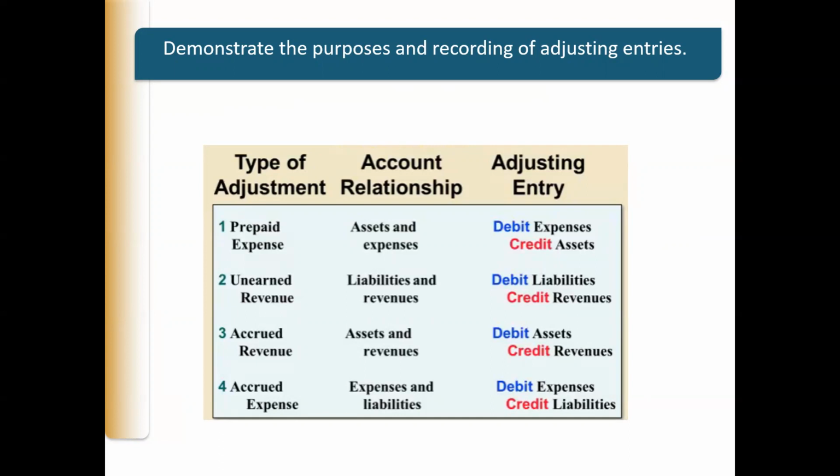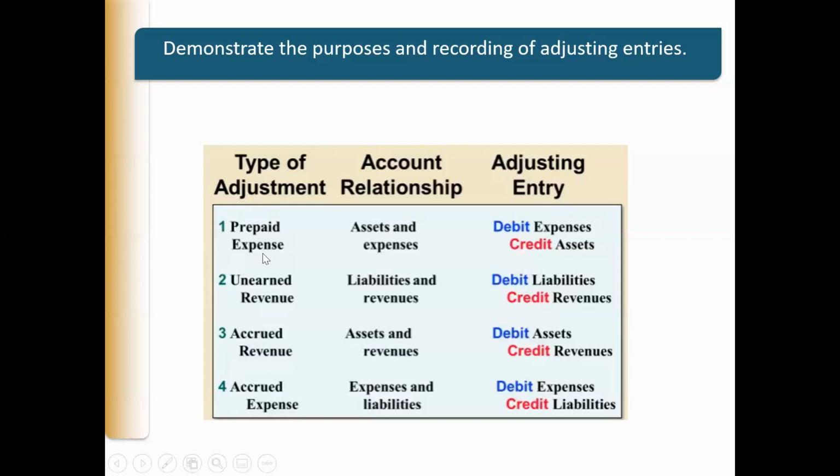So there are 4 types of adjusting entries. When there's a prepaid expense, remember like prepaid rent or prepaid advertising, that's really an asset. At the end of the period, we're going to look back and say, hey, how much of that did we use up? So we can adjust what's been used and record it.